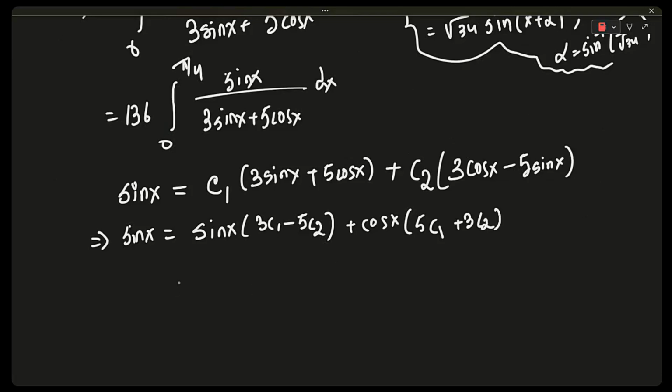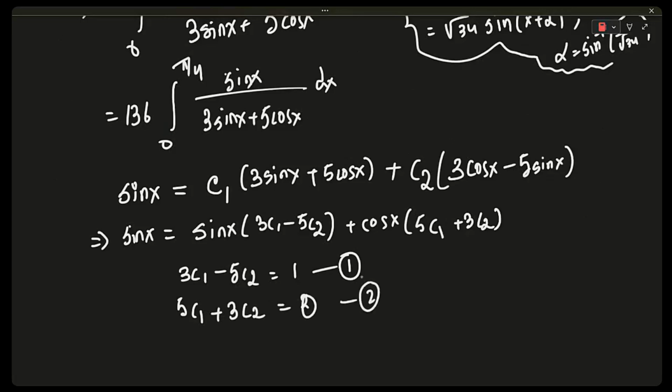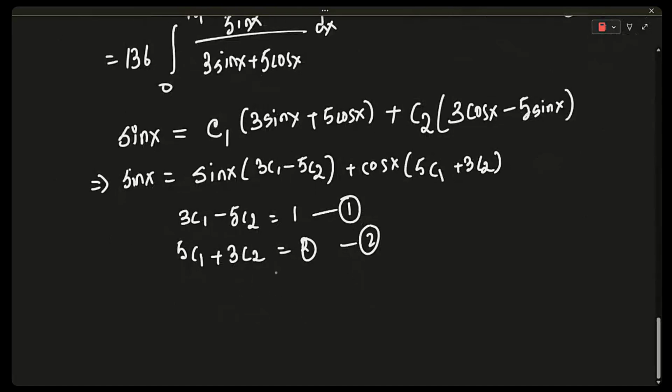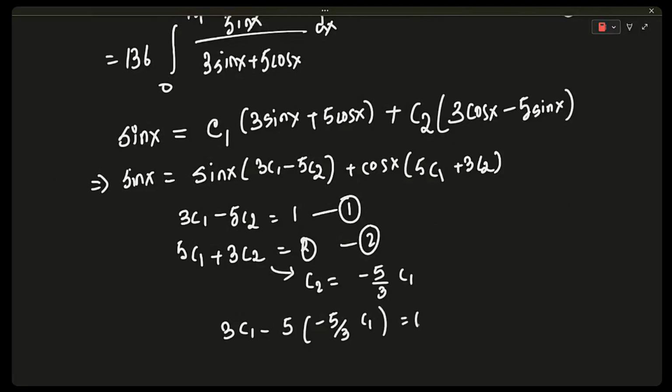So compare the coefficients. You see that 3c1 minus 5c2 is 1, equation number 1. 5c1 plus 3c2 is equal to 0, equation number 2. Simply find from this second equation that c2 is equal to minus 5 by 3 c1. Put this in the first equation and you should get 3c1 minus 5 into minus 5 by 3 c1 is equal to 1.